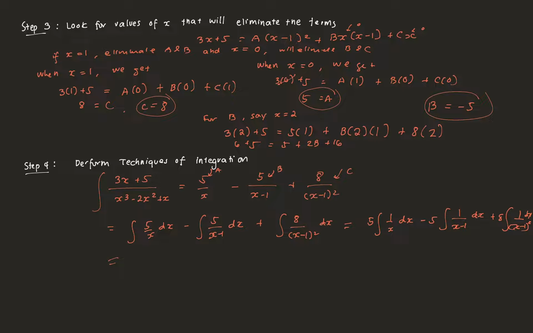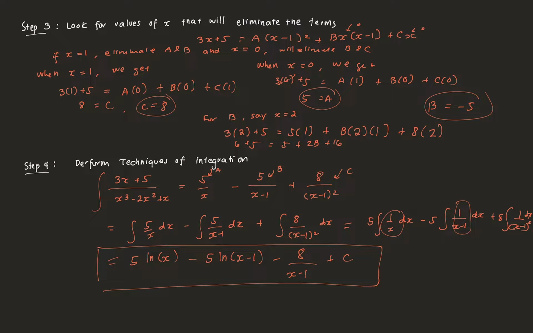So the integral of 1 over x, that's just ln x. So that's 5 times ln of x, minus the integral of 1 over x minus 1, that's just ln of x minus 1. So that's 5 ln x minus 1, minus, we have here 8. The integral of that is just going to be 8 over x minus 1, plus c. And this is our solution to this integration problem.